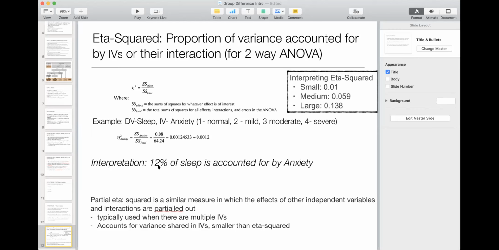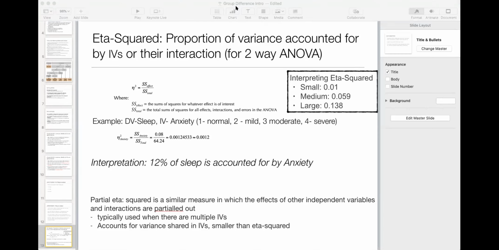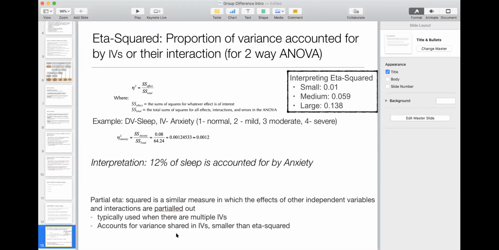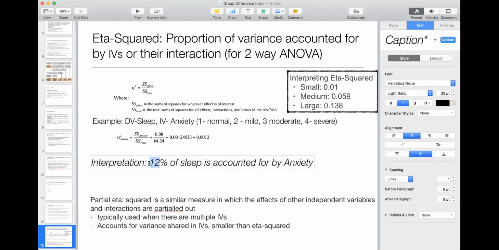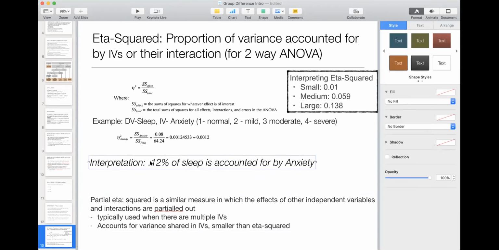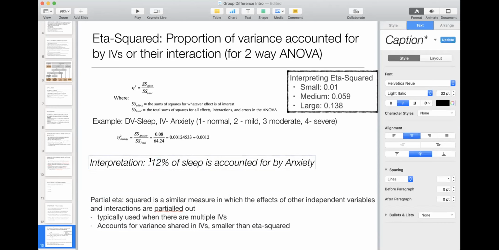Ma'am, sorry, in this example, we multiply 0.0012. Wait lang. Tama ba? Won't it be 0.12? 0.12, oo nga. Sorry. Yeah, my bad. Sorry. Wait. My bad. It's 0.12, sorry. Mali yung ano ko. 0.12. Let me correct that. There. All right. Thank you for catching that.